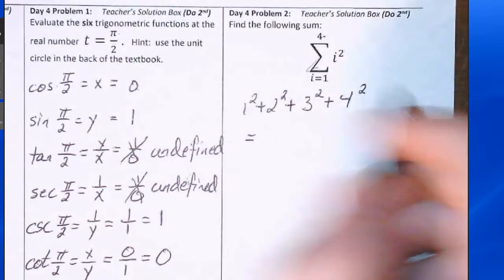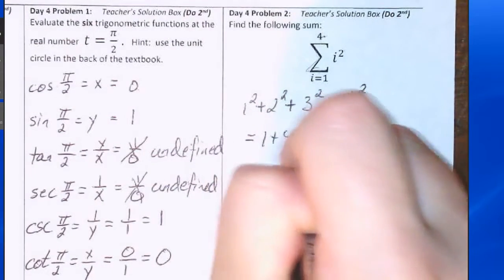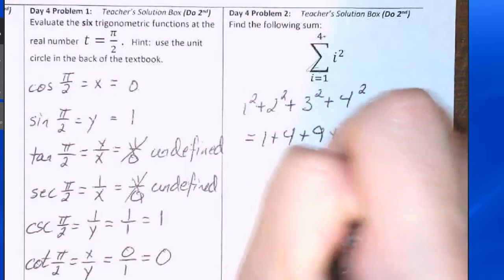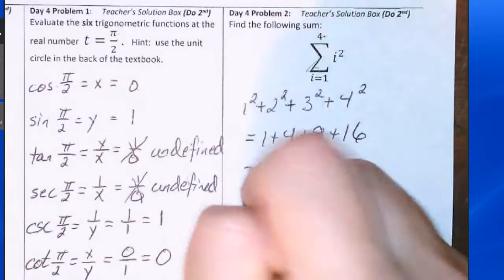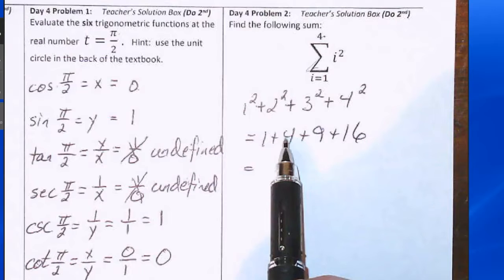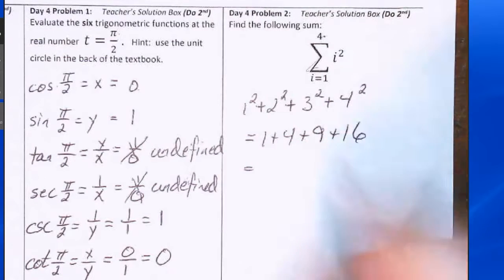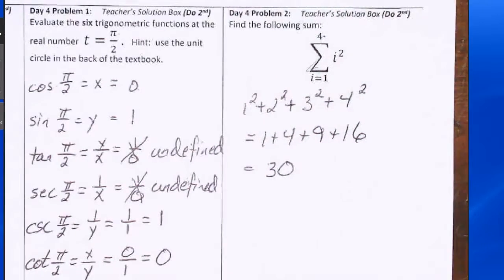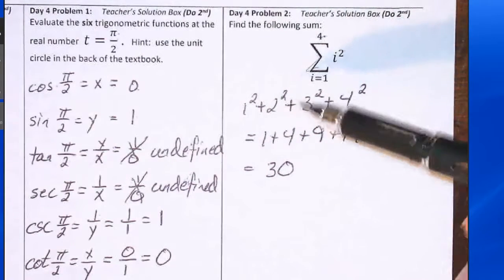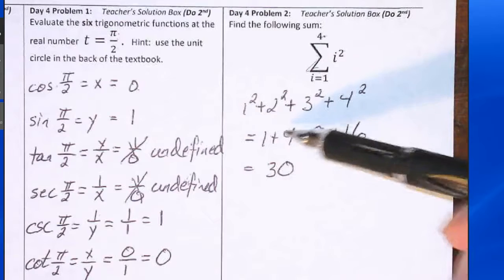Let's find this answer. This is 1 plus 4 plus 9 plus 16. 1 plus 4 is 5, plus 9 is 14, and 14 plus 16 is 30. So there's the sum of the first 4 perfect squares.